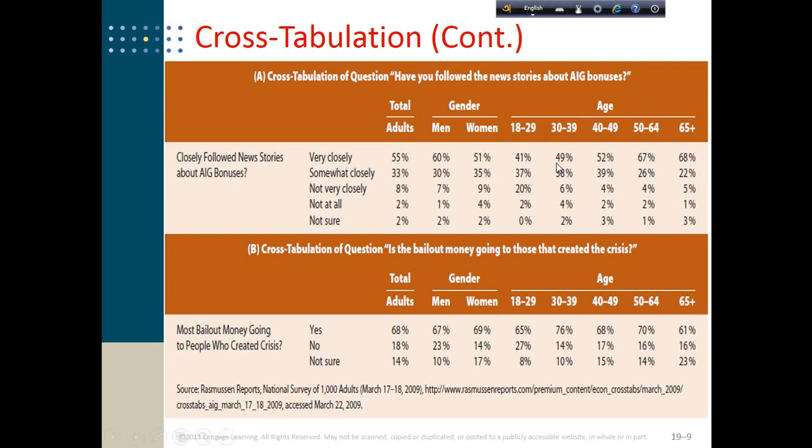Then if you look at the age groups, you can see that 41%, 49%, 52%, 67%, and 68% of the respondents in the different age groups have followed the news closely, and there is a very clear upward trend in the proportion of respondents who followed the news very closely with the increase of age. That means the higher the age of your respondent, the more proportion of your respondents have closely followed the news. So you understand that whether the news was followed by the respondents or not depends on their gender and also on their age. This is how cross-tabulation summarizes the data and also shows some important relationships.